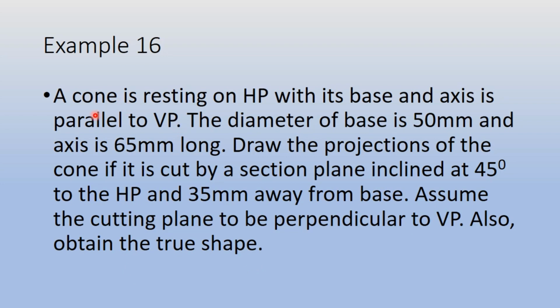Here we are having again a cone. The solid given is a cone, which is resting directly on HP with its base. So the top view will be a circle and the front view will be a triangle, and the section plane is inclined to HP. We have already seen this type of question at the beginning of this section, problem number 2 or 3. It is 35 mm away from the base also. But here we have to obtain the true shape. So first we will see how to imagine this.